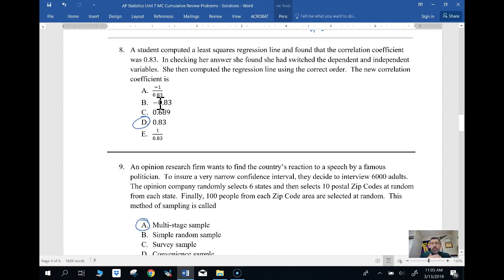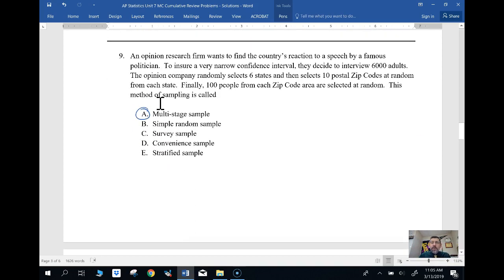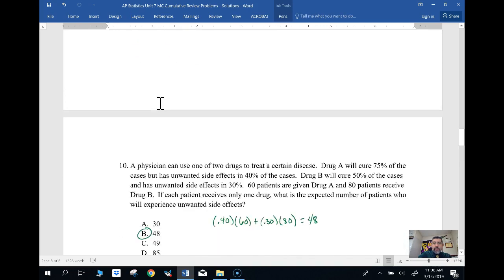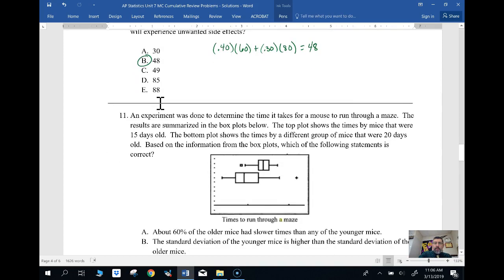Number 8, it doesn't matter if you switch the variables, you're still going to get the same correlation coefficient. Number 9, make sure that you know the differences between the two. This is multi-stage because I randomized like 3 times in this one, whereas a simple random sample is just straight numbering them and taking the random sample. There's no such thing as a survey sample. Number 10, there's the answer for that. I don't think this one was too hard. You're just looking for expected value here. So you multiply times the probability.